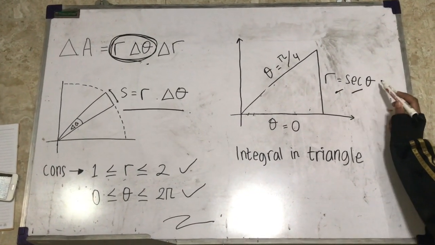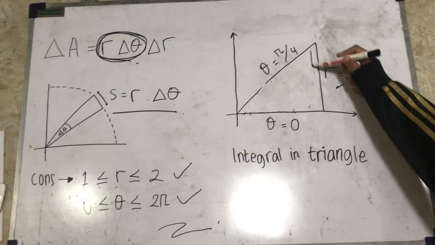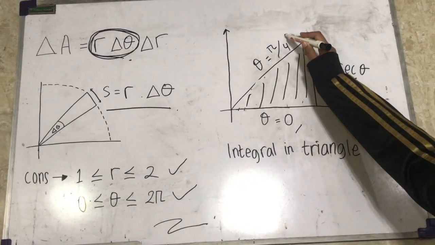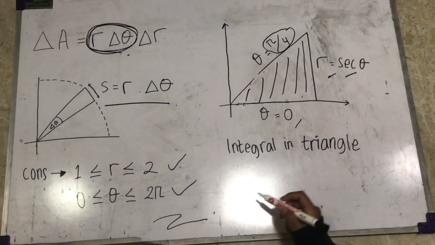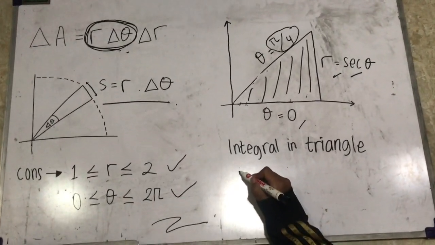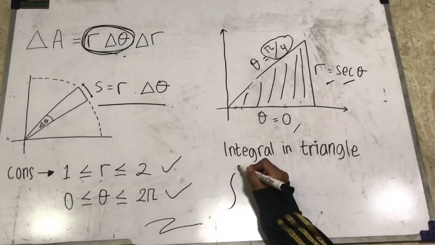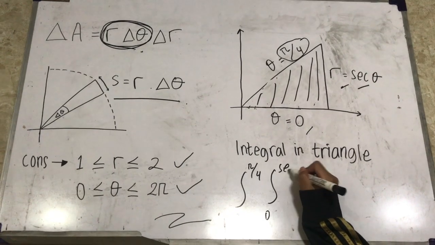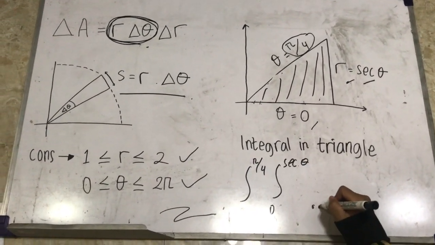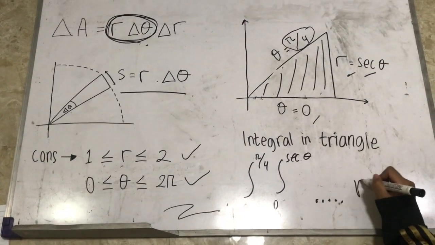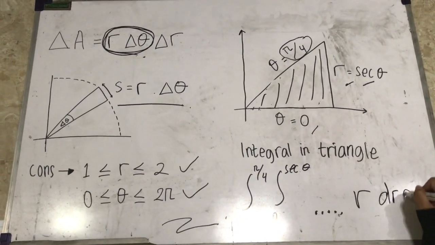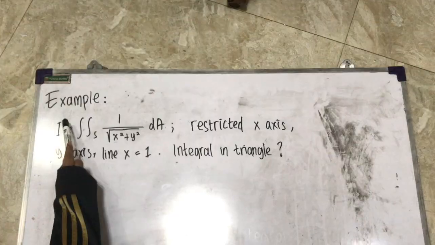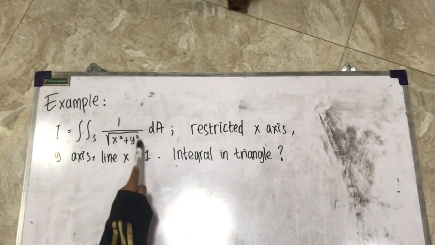R equals sec theta, theta equals pi/4, and theta equals 0. So, we get this formula for integral in polar coordinates. So, this is the example of integral in polar coordinates.